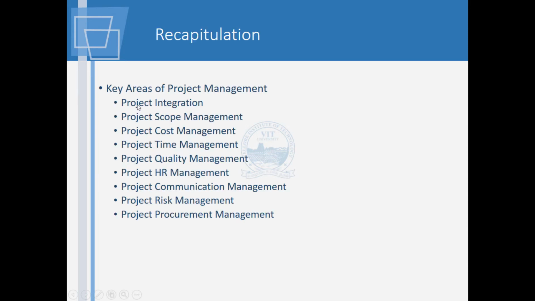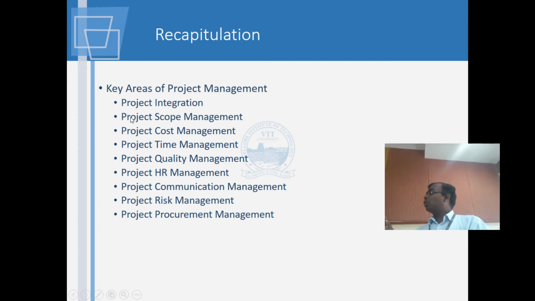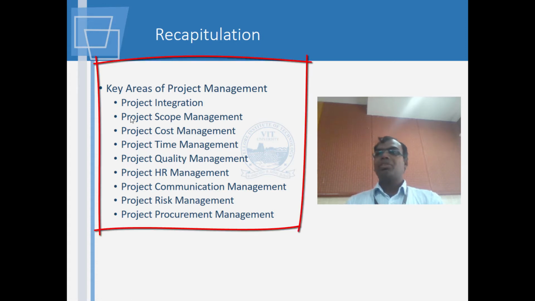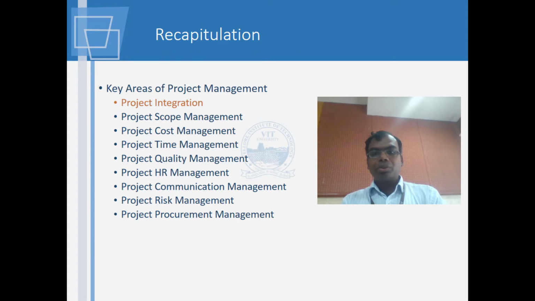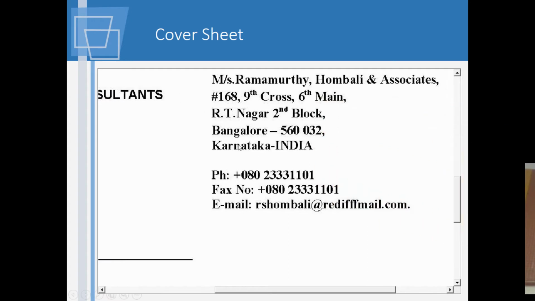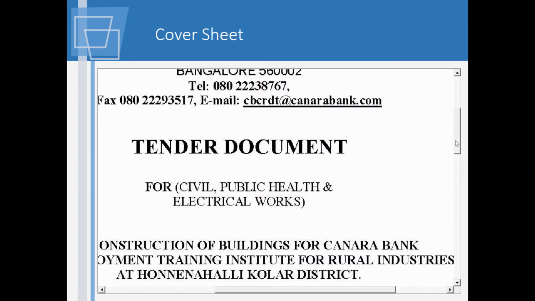Right. So in the last class, we saw the areas of project knowledge basically. These are the areas of knowledge which we require to have or which we should try to develop to have a successful project. Now, we are just going to go to today's lecture. So the first thing which you will always have in a tender is the cover page.